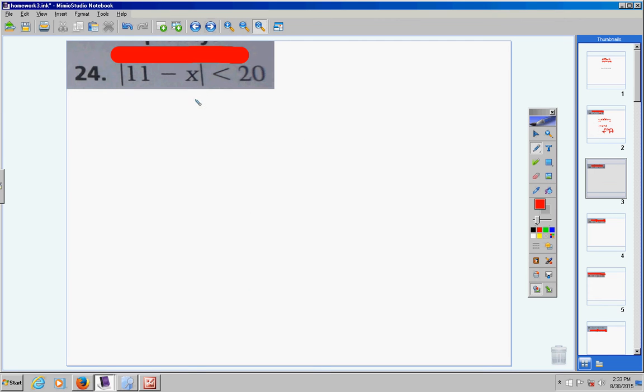Alright, number 24. Step 1, isolate the absolute value. That's already done for you. Step 2, rewrite this as a conjunction or disjunction. Well, it's pointing to the left, so I'm going to write a conjunction. So I put my 20 here, change the sign and put it over here. Right in the middle, I bring down my 11 minus x. And then my arrow is pointing to the left, so I keep it just like it is.